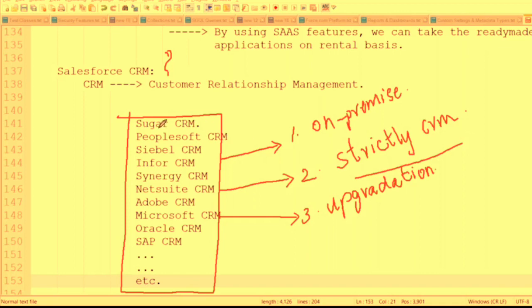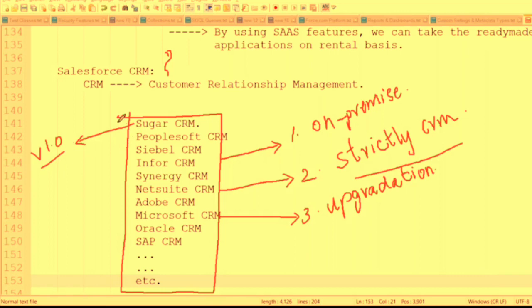So for example, as part of my organization, I'm using Sugar CRM. Initially, I purchased version 1.0, the first version of Sugar CRM. I have installed it into my local system. I'm using Sugar CRM to store all my customers' data.